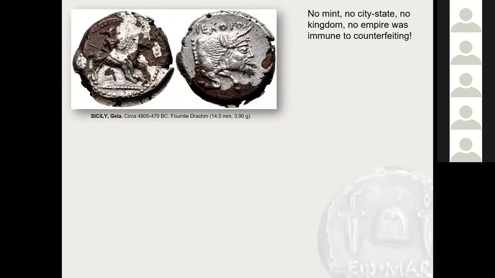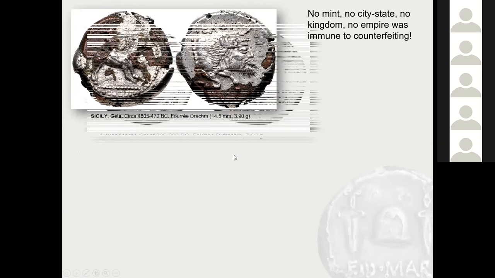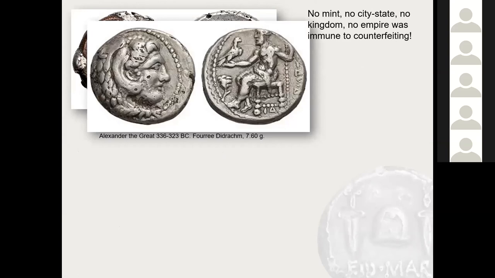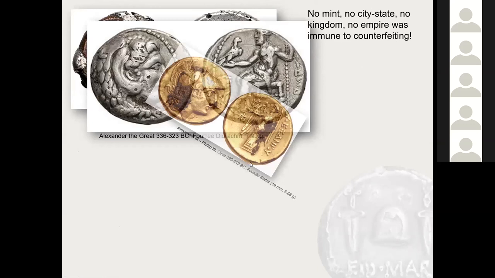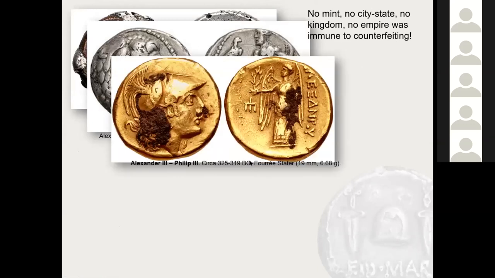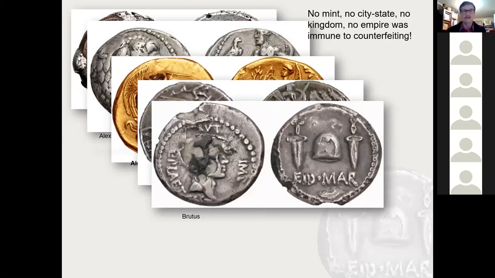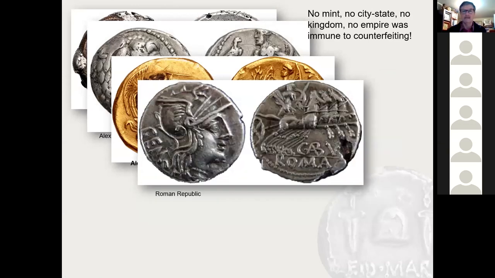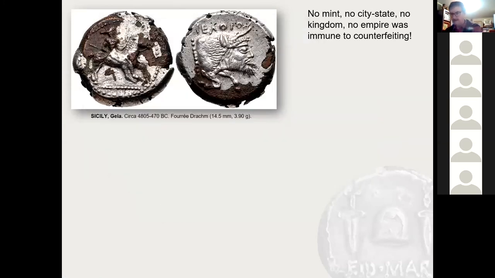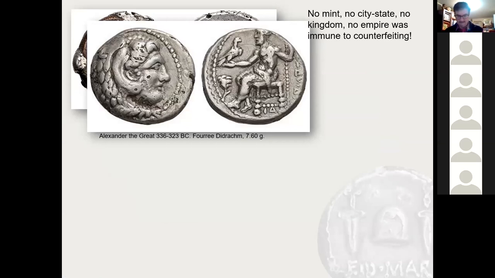No mint, no city-state, no kingdom, no empire was immune to counterfeiting. Just like COVID-19, it doesn't care where you live and what your nationality is. It finds you, and all the mints suffered from the same thing. Gold, silver, and other material, and you find them everywhere. So from the beginning, it is there. And no matter how reputable your mint is, you get counterfeits or silver-plated coins.